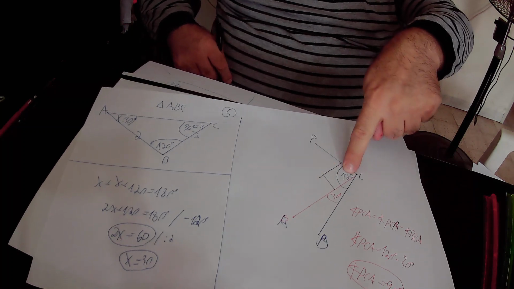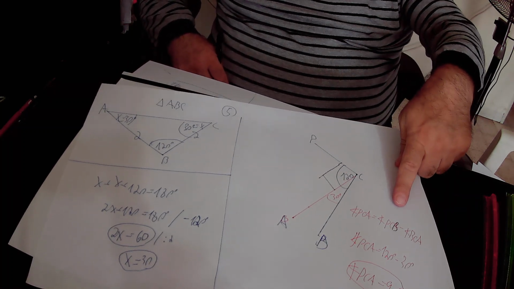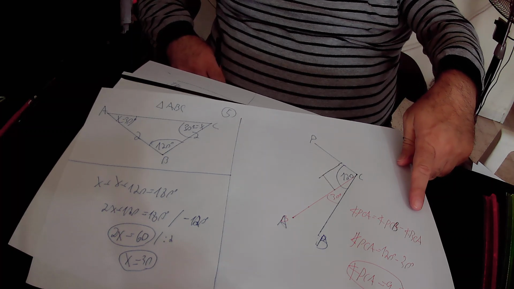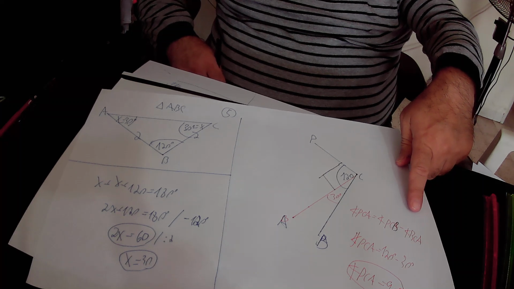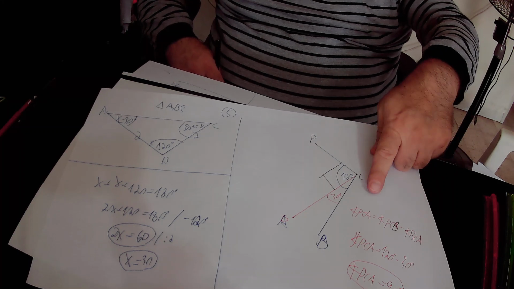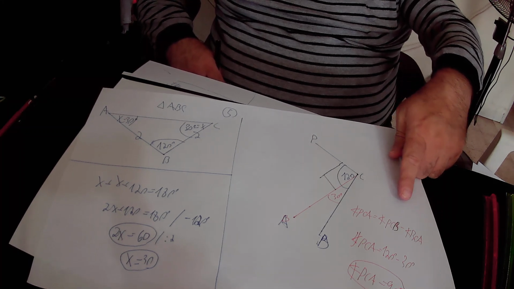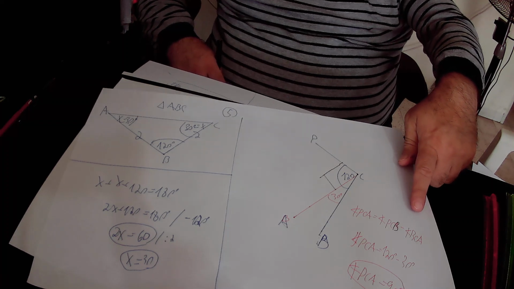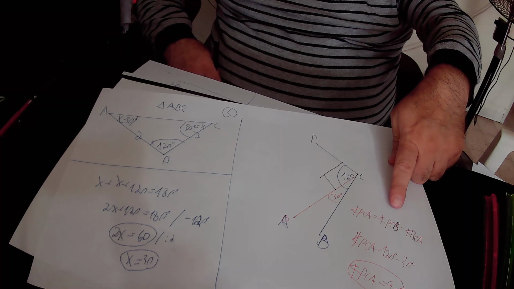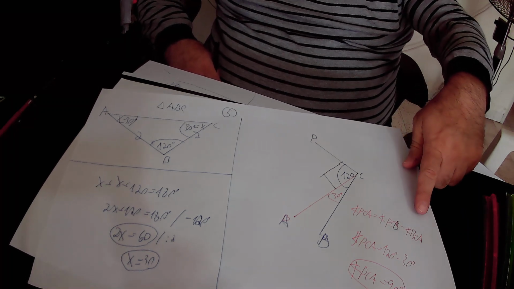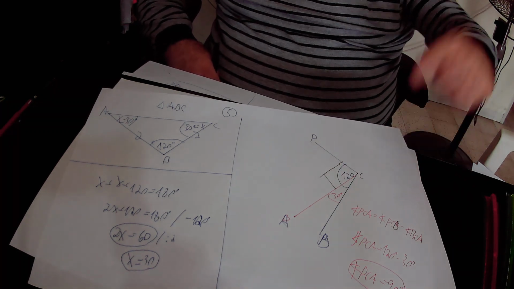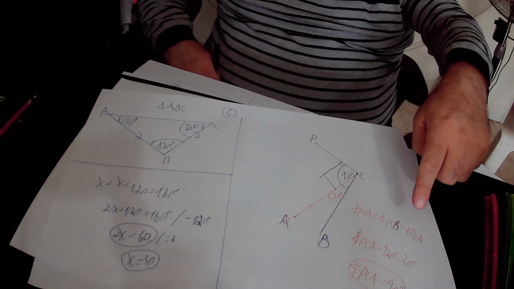The missing angle PCA equals the big angle PCB minus the small angle ACB, or BCA. The big angle PCB is equal to 120 degrees, minus the small angle BCA, which is 30 degrees. So the missing angle equals 120 degrees minus 30 degrees, that is 90 degrees.